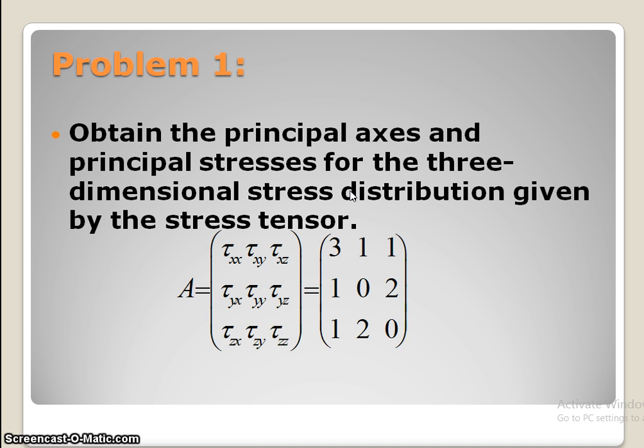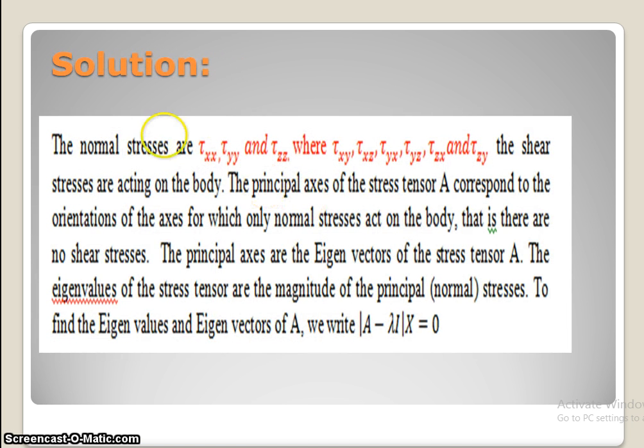So first we can see one by one here. The normal stresses are tau xx, tau yy and tau zz. These are the normal stresses, whereas tau xy, tau xz, tau yx, tau yz, tau zx and tau zy are the shear stresses acting on the body. The principal axes of the stress tensor capital A correspond to the orientation of the axes for which only normal stress acts on the body, that is, there are no shear stresses. The principal axes are the eigenvectors of the stress tensor capital A.